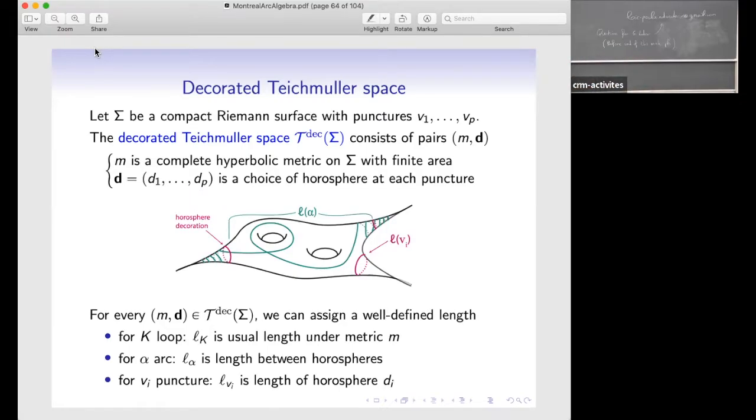arcs. Technically, if I don't put these horospheres, the length is infinite. And so putting the horosphere chops off the infinite part. And now I can measure the length from horosphere to horosphere. That gives me a length of arcs. And then this is kind of weird to think about. I also have a length of the vertex, which is just where did I chop it off? How big was that circle when I chopped it off? So there's a length of horosphere here. And so now I can compute lengths of loops, arcs, and punctures.